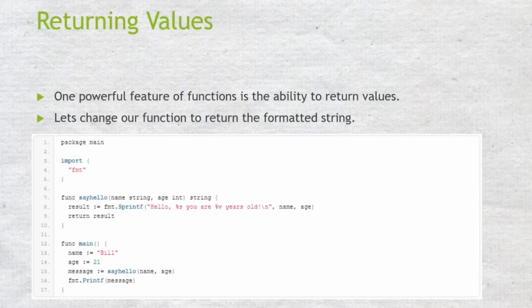So in our main function, we create a new variable called name and assign it the string value of Bill. We create a new variable called age, which is an integer, and we set that to 21, and we set our message to the result of the return value of our sayHello function, passing our name and our age as parameters, and then we print the result message, which in this case would be hello Bill, you are 21 years old.